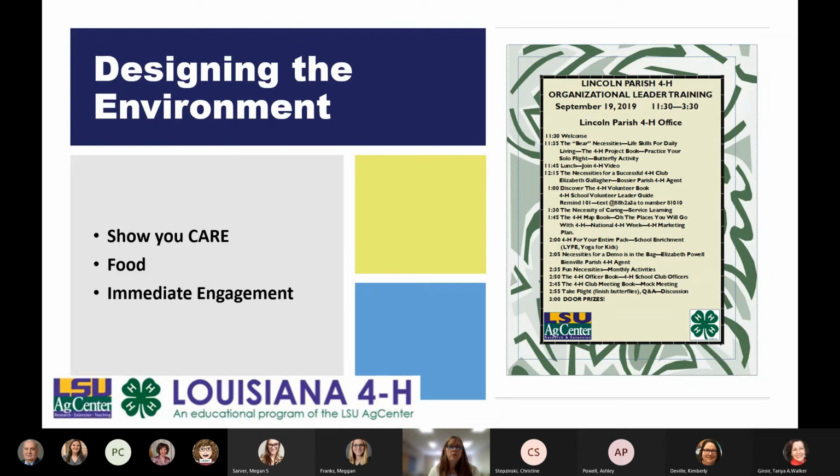And it just helps you to make it a little more special and relative to what they're going to be doing for the year in 4-H. This particular year, it happened to be the bare necessities. It was life skills for daily living. And so we did the Jungle Book, and like the project book, and related it that way. And so we started off the day with a little activity, a life skills activity that they could actually go back and do with their students.